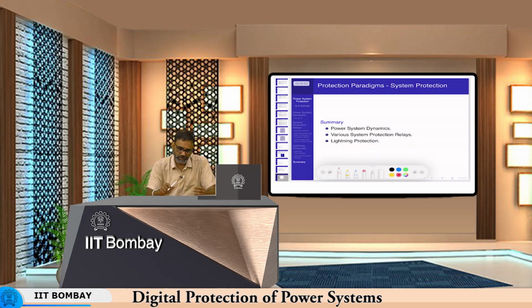So to summarize, we saw the power system dynamics, very briefly at the concept level. Then various system protection relays like under frequency relays, rate of change of frequency relays, reverse power relays, under voltage relays, and finally we concluded with the lightning protection, which now concludes the discussion on the system protection aspects.